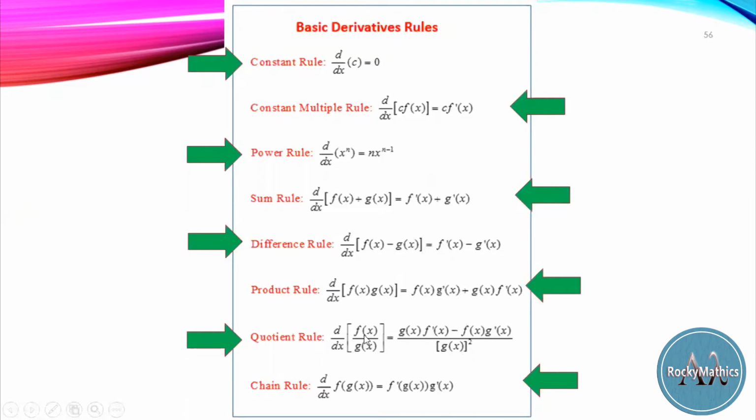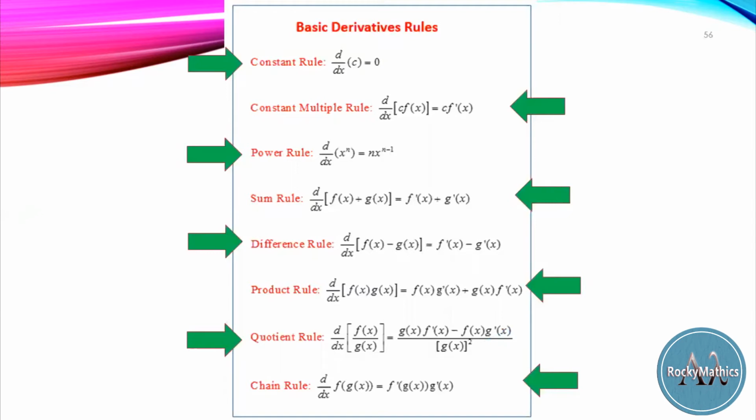Now, to remember the formula, all we have to do is first look at the denominator, which is g of x. Then you square the denominator. Then you copy the denominator times the derivative of the numerator, which is f prime of x, minus f of x times the derivative of the denominator, which is g prime of x. So just remember the formula.